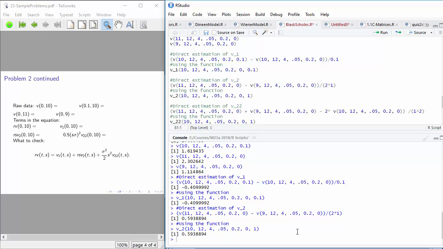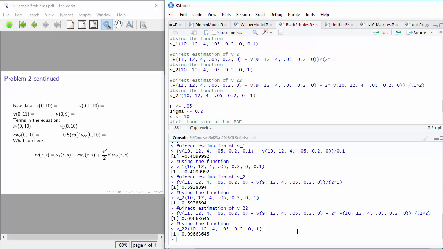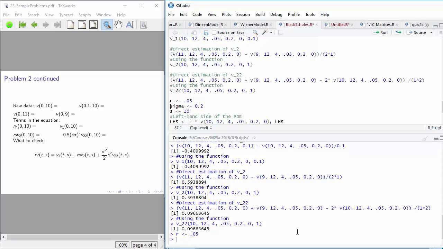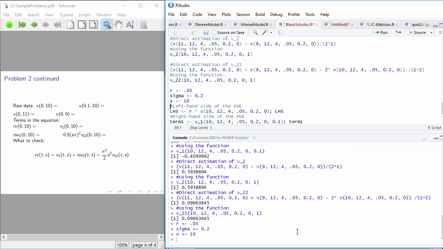And finally, to estimate the second derivative, what I have to do is evaluate for a share price of 11, a share price of 9, and a share price of 10. Take the sum of the first two and subtract off twice the third of them, but I've got a function that does that. Let's let R know our interest rate, 0.05, our volatility, and our share price. And now I can evaluate the quantity on the left-hand side of the equation.